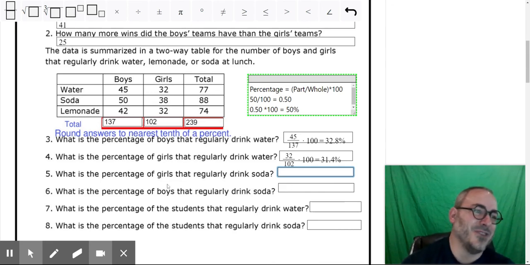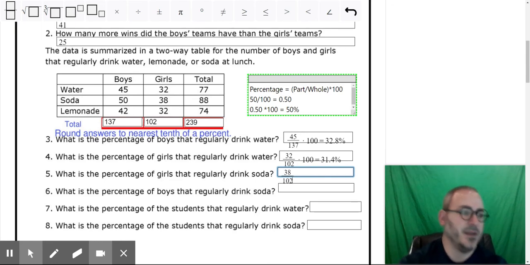So, what's the percentage of girls that regularly drink soda? My part is girls that drink soda, right? So I have to find that in my table. There's the soda. There's the girls. 38 is my part. Now, what's my whole? Remember, percentage equals part divided by whole times 100. So my whole is, what is the percentage of girls? Of girls is total girls. 102.